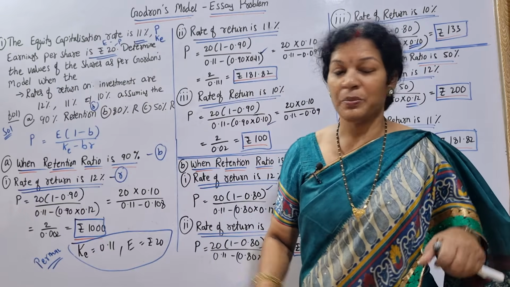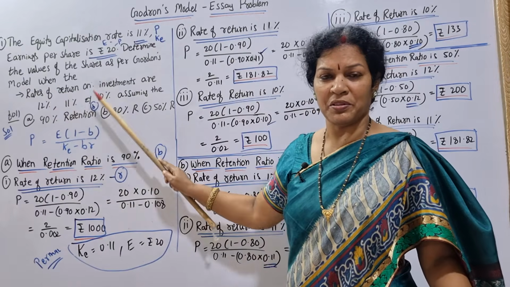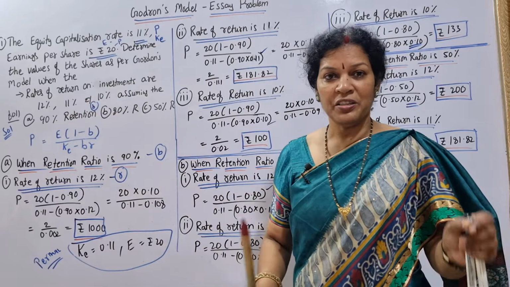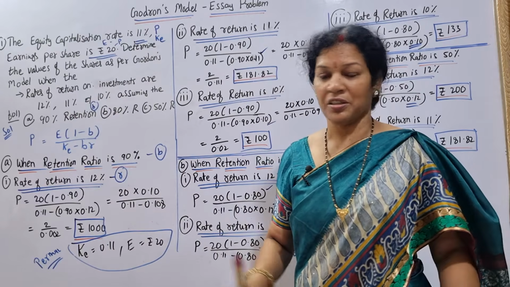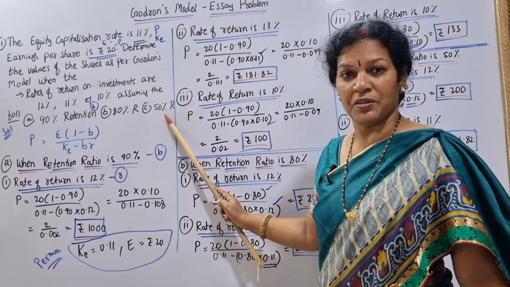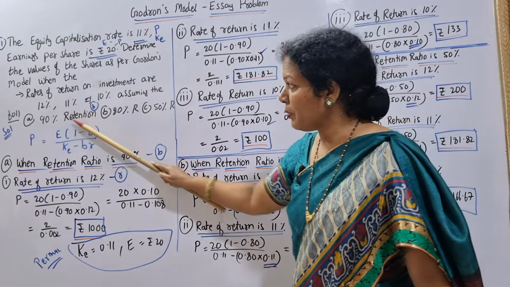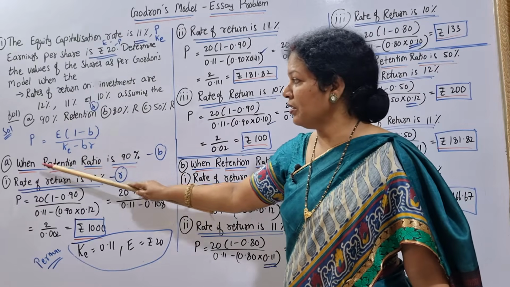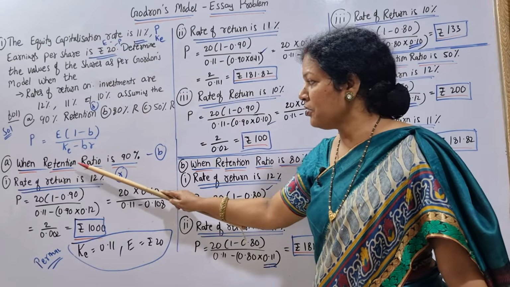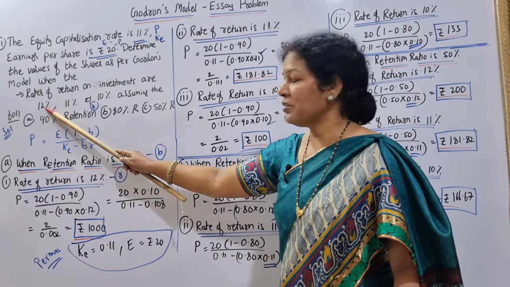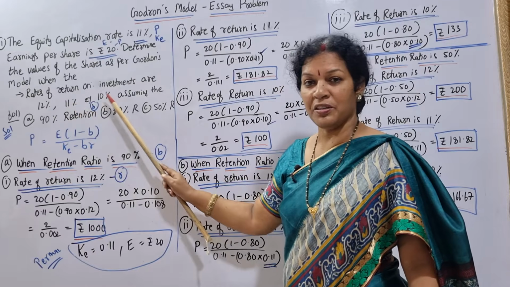when rate of return on investment is fluctuating: 12%, 11%, 10%. At the same time, dividend retention ratio is also changing: when retention is 90%, 80% and 50%. Based on this, first we are taking 90% retention. I kept a heading: when retention ratio is 90%. Three cases we will take: 12% rate of return, 11%, 10%.